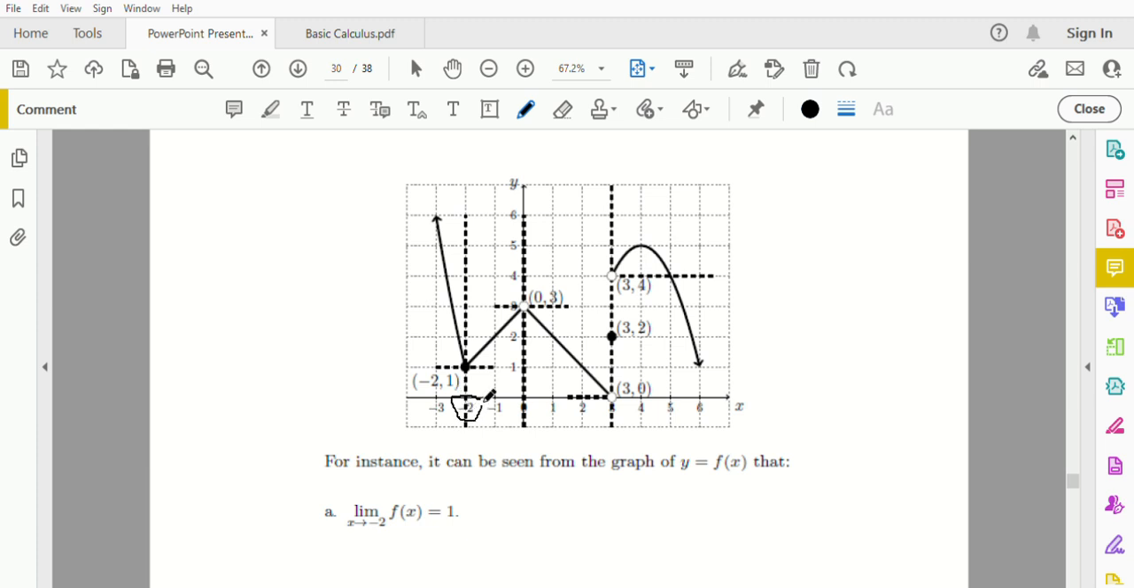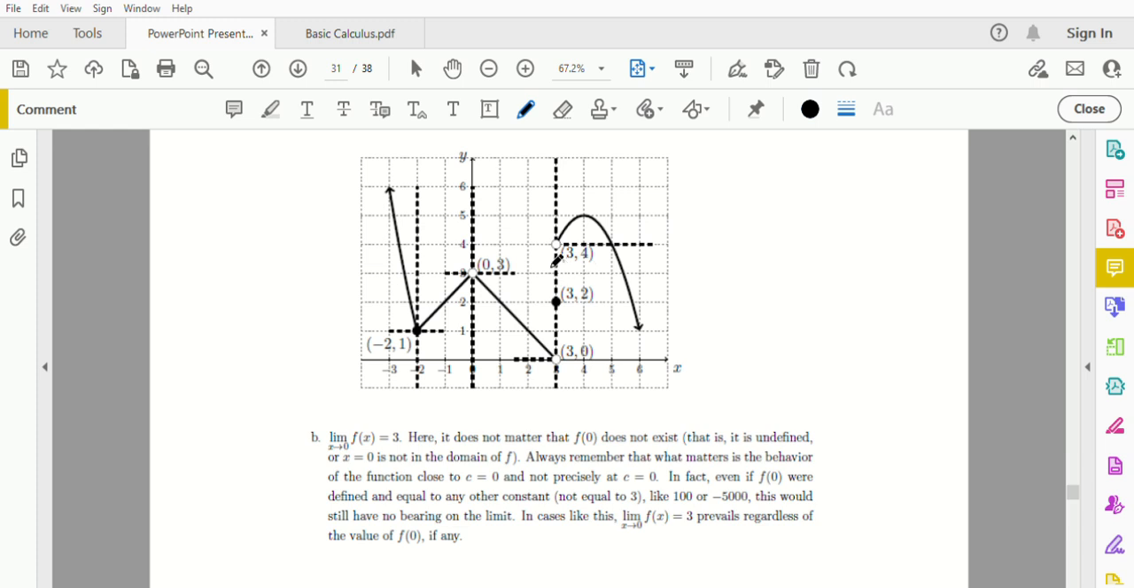The negative 2 part is here. So we can say that this is 1. So the limit of the function is 1. Okay, the y value is 1 at this point. So just look at the y value.